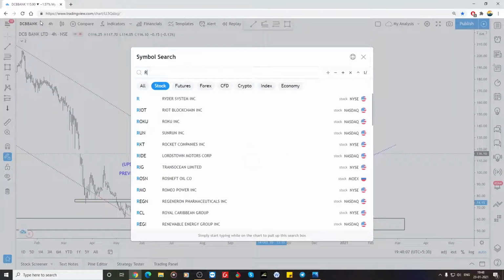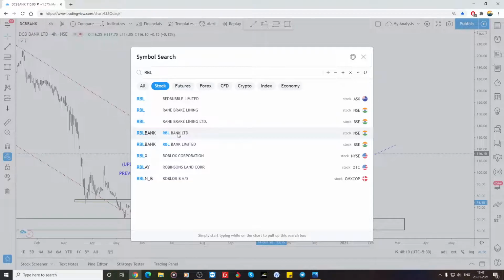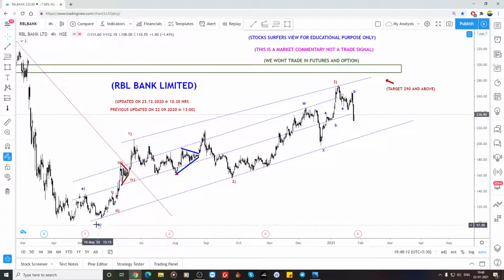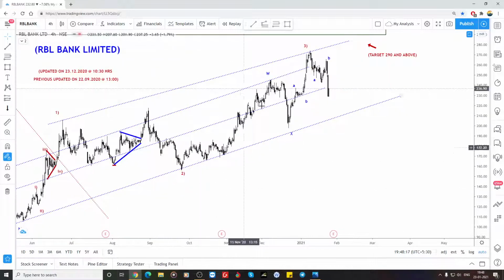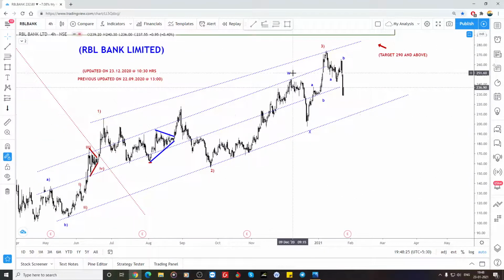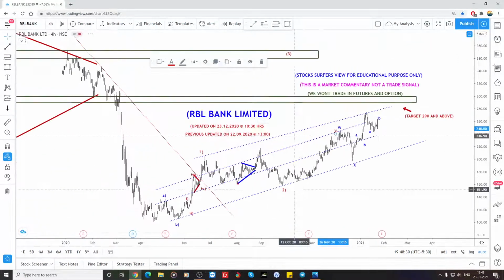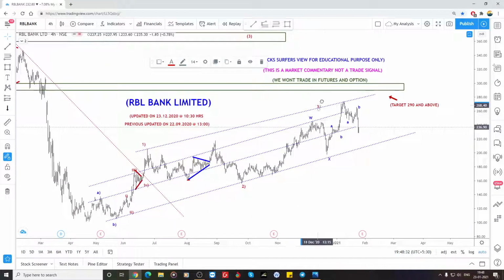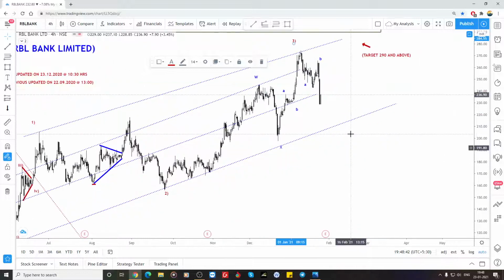So finally, we move on to that RBL Bank. So that is also the same. ABC as a 1, ABC as a 2. So here ABC as a W, X, ABC as a third. But sometimes if we keep this as an ABC without extending, this is the third. I just placed it because of the channel of wave 1, and here's a wave 2, so it could be a wave 3, so that we can change.